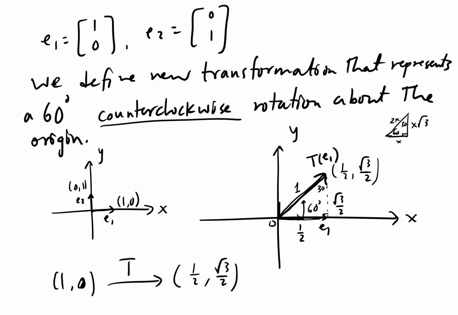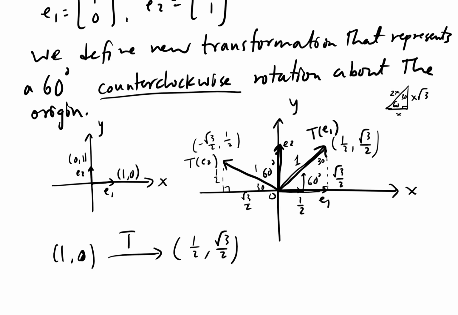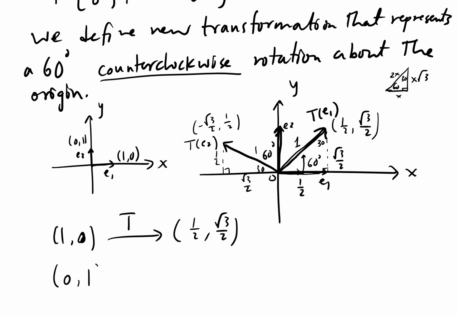and we do the same thing. Say this is E2, you rotate it 60 degrees. This is 30, this is 1, this is 1/2, root 3 over 2. This becomes negative root 3 over 2 comma 1/2. That's T of E2. So again, what T did to 0, 1, it transformed it into negative root 3 over 2 comma 1/2.